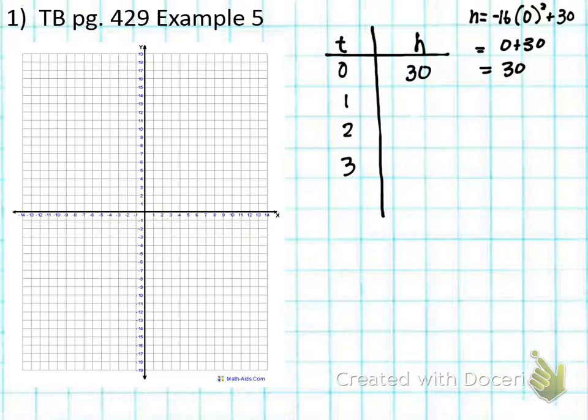How about 1 second? We plug it in again. H is equal to negative 16 t squared. Instead of t, we're going to put 1 this time. That's the time. Plus 30. 1 squared is 1, times negative 16 is negative 16, plus 30. Negative 16 plus 30 is 14. So after 1 second, this stick is 14 feet above the ground. And we keep doing this, okay?